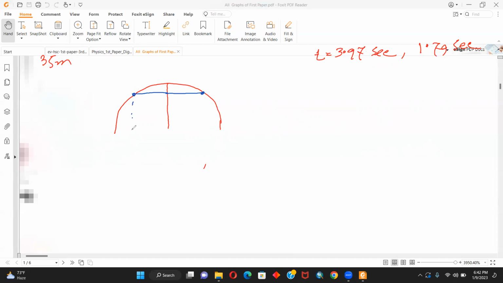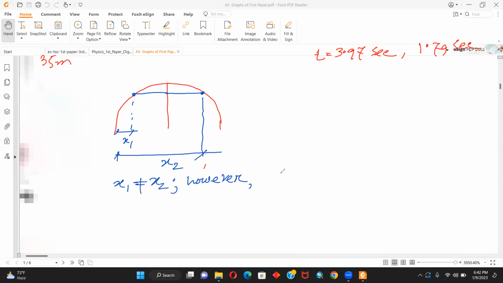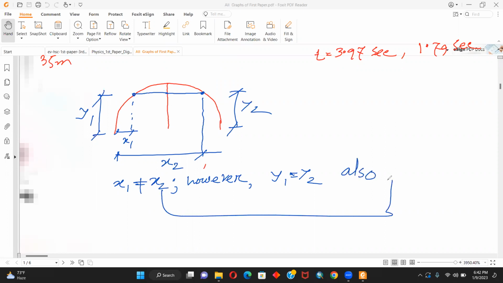But is the x same here? This is our x1 and this is our x2, right? Please draw this figure, okay? It will be very important for you. See, here x1 is not equal to x2, okay? However, y1 is equal to y2. The vertical heights are the same. Y1 equals y2, and because of that, we are also getting two times.